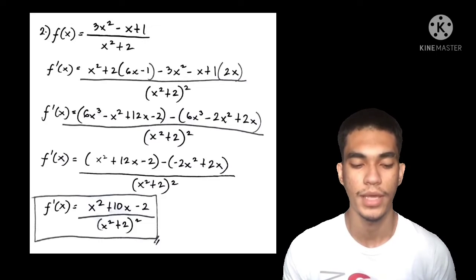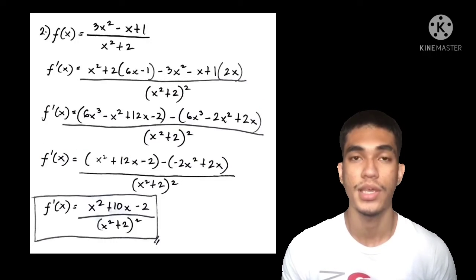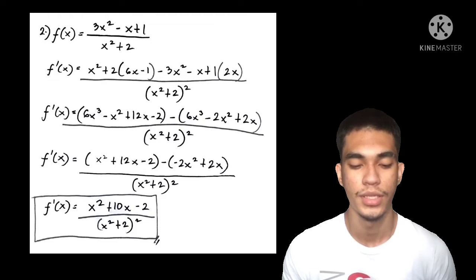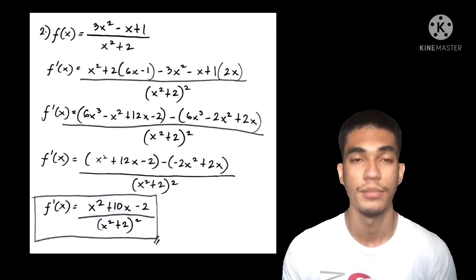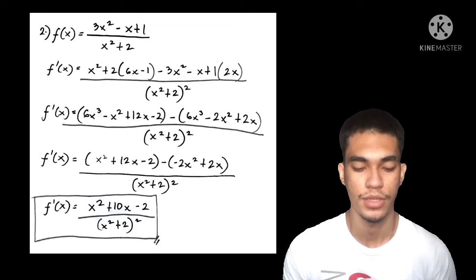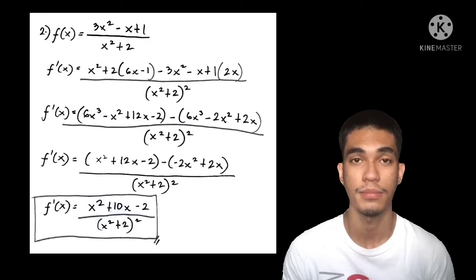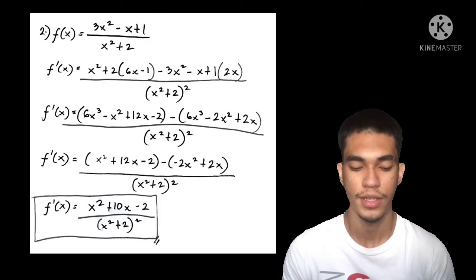So we will multiply. Now we have f prime of x is equal to 6x cubed minus x squared plus 12x minus 2 minus 6x cubed minus 2x squared plus 2x all over (x squared plus 2) squared. Now we will combine like terms and cancel the 6x cubed. Now we have f prime of x is equal to x squared plus 10x minus 2 over (x squared plus 2) squared as our final answer.